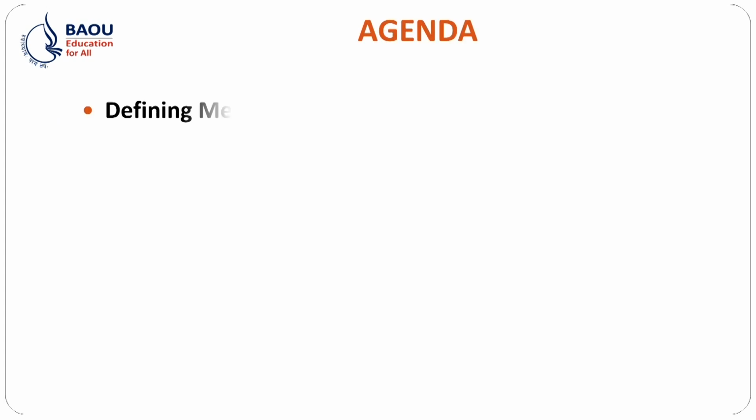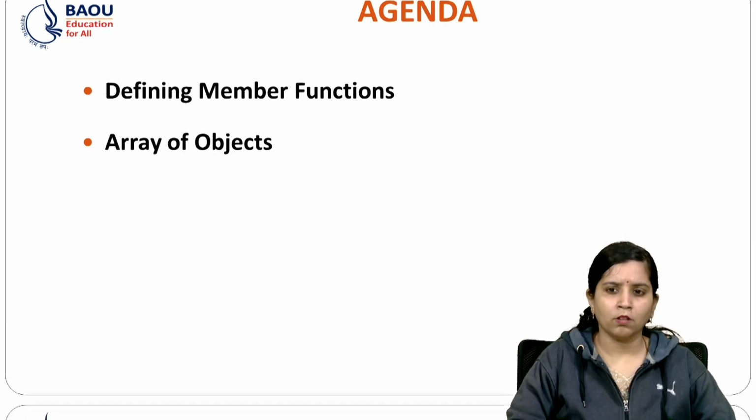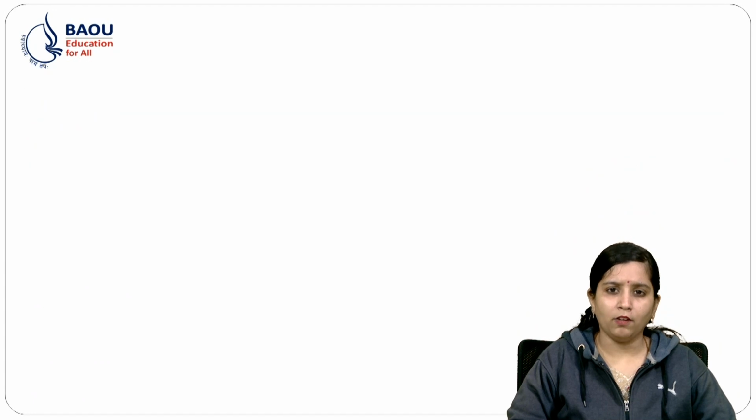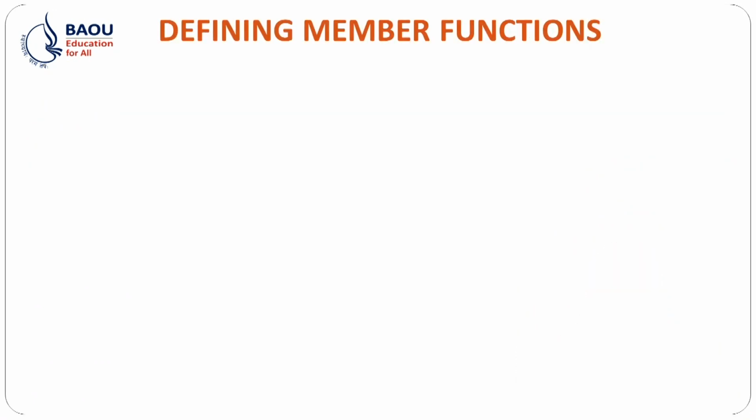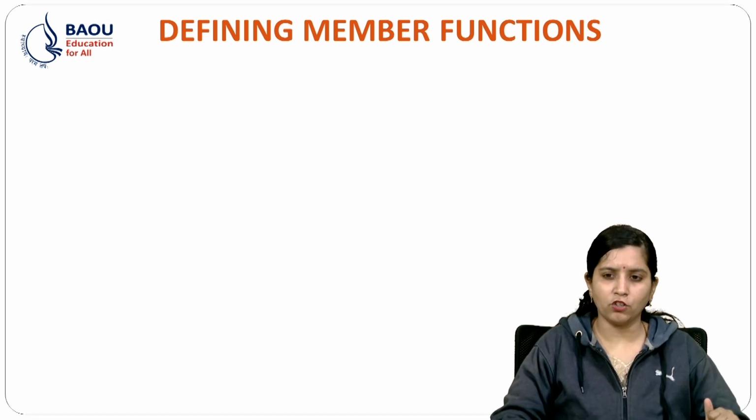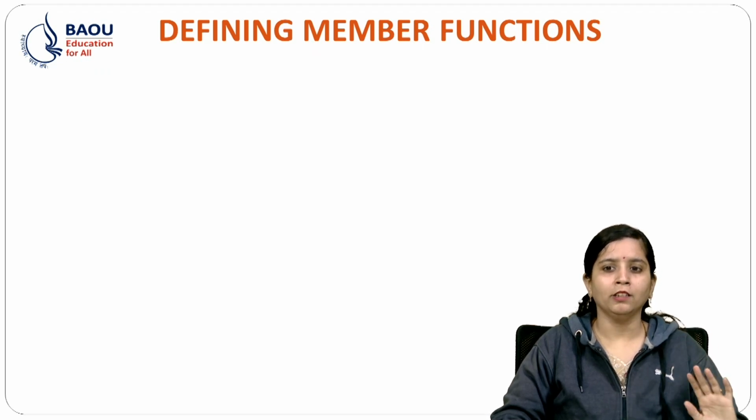So, our today's agenda is defining member functions and array of objects. So, let's start with defining member functions. So far, we have already come to know that a class holds both the data and functions, which are called data members and member functions. In the last lecture, we have studied about data members, that is variables in a class.